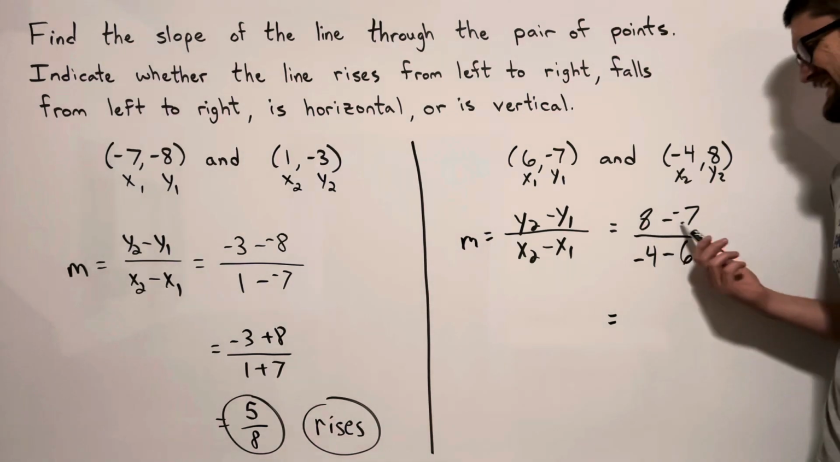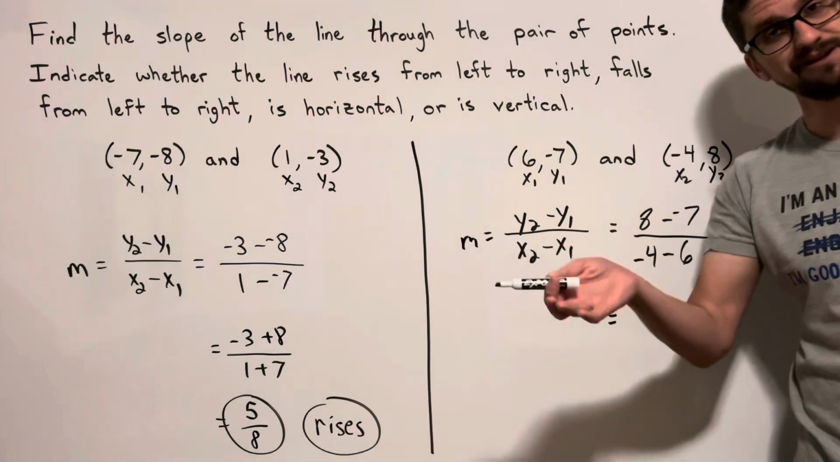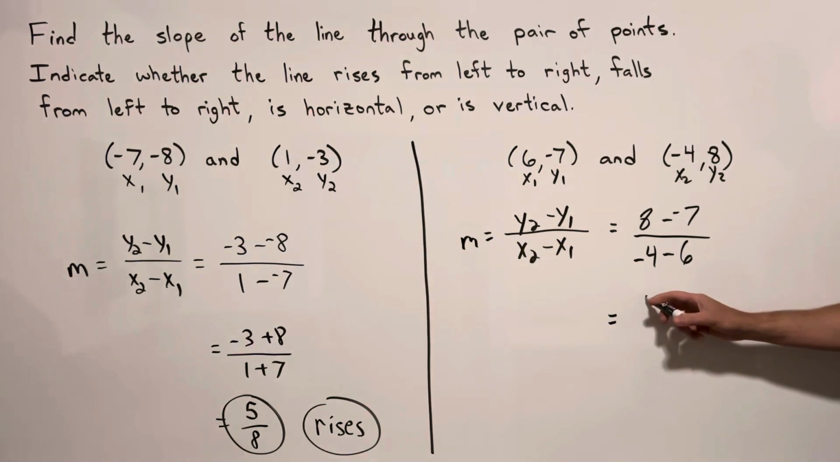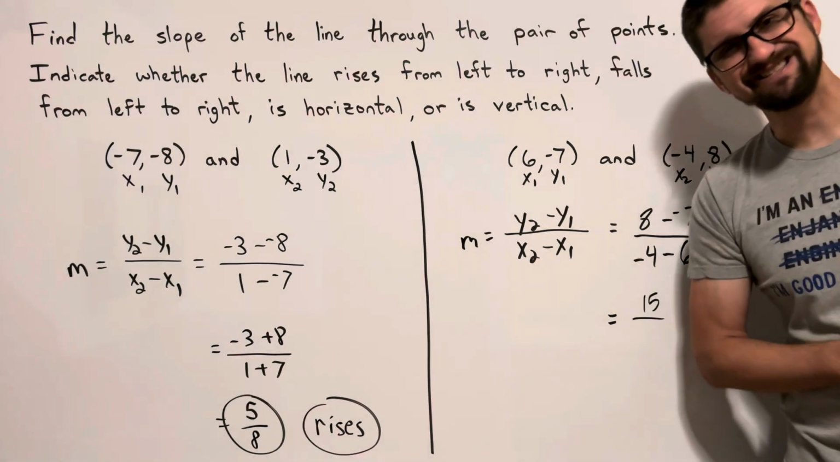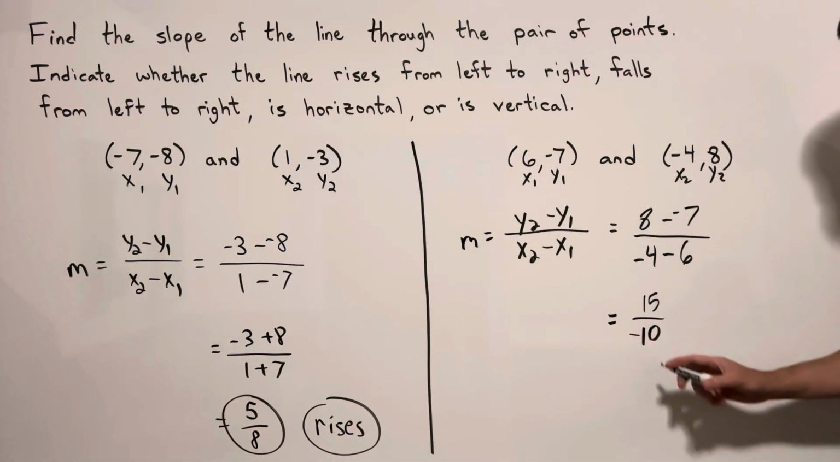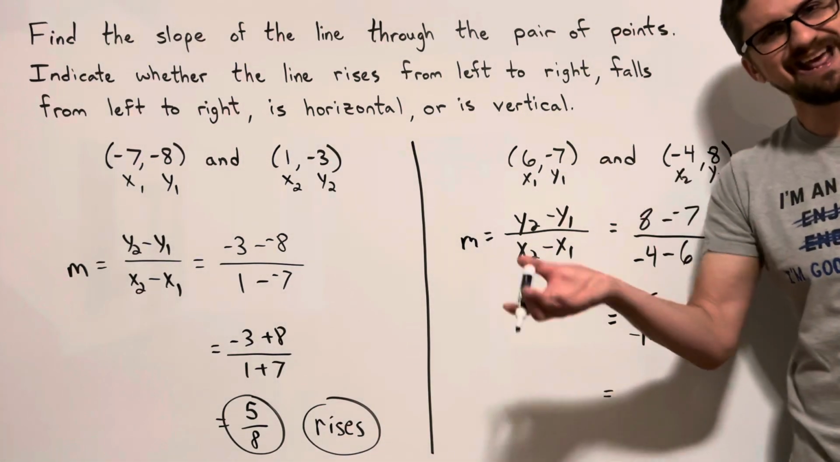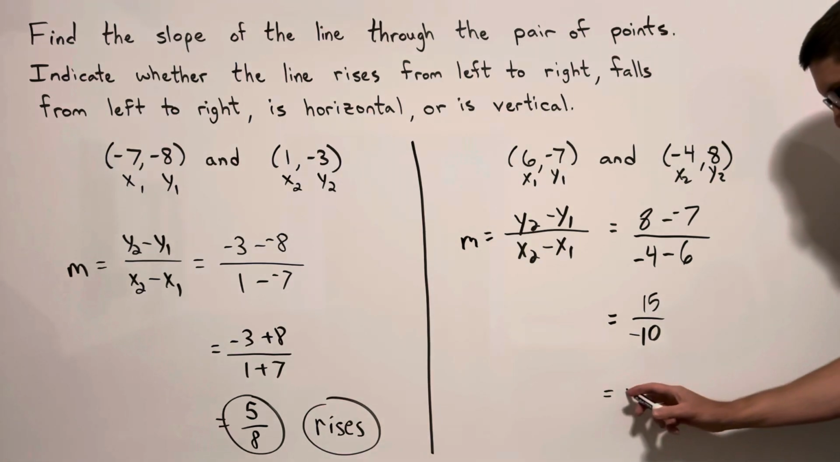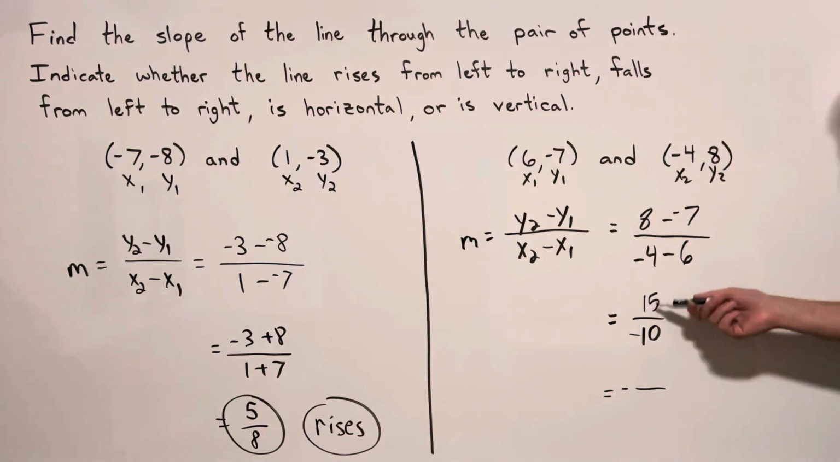So up top here, it's a double negative, so it's 8 plus 7, which is 15. And then on the bottom, -4 minus 6 gives you -10. All right, so a positive number divided by a negative number is negative, so it makes this fraction negative. So we can put the negative sign out in front of the fraction and make sure it's simplified.